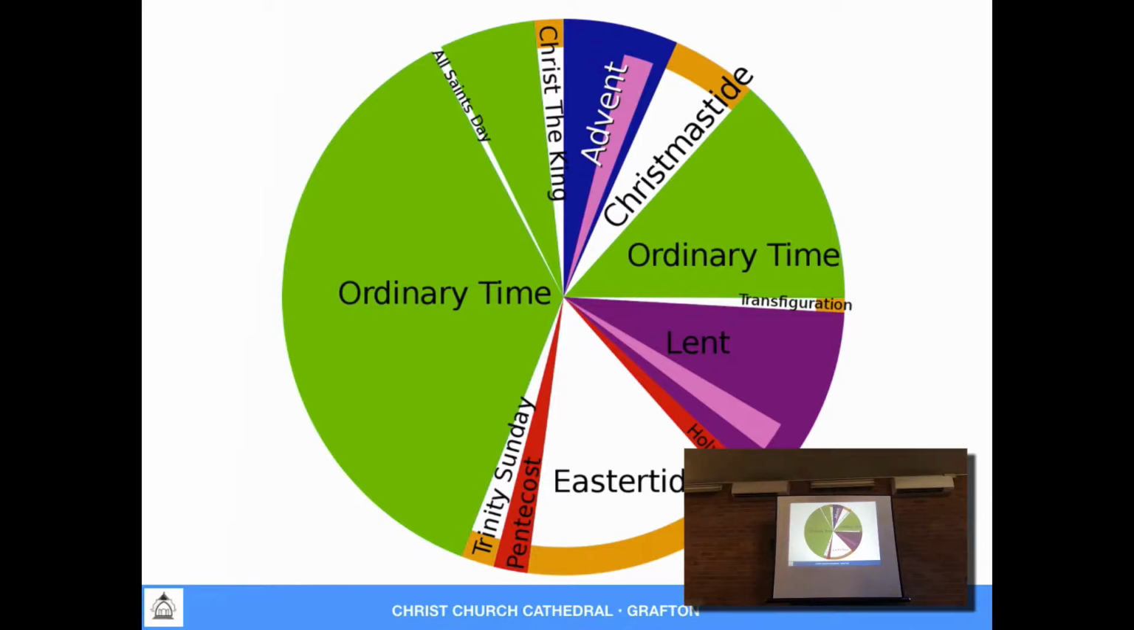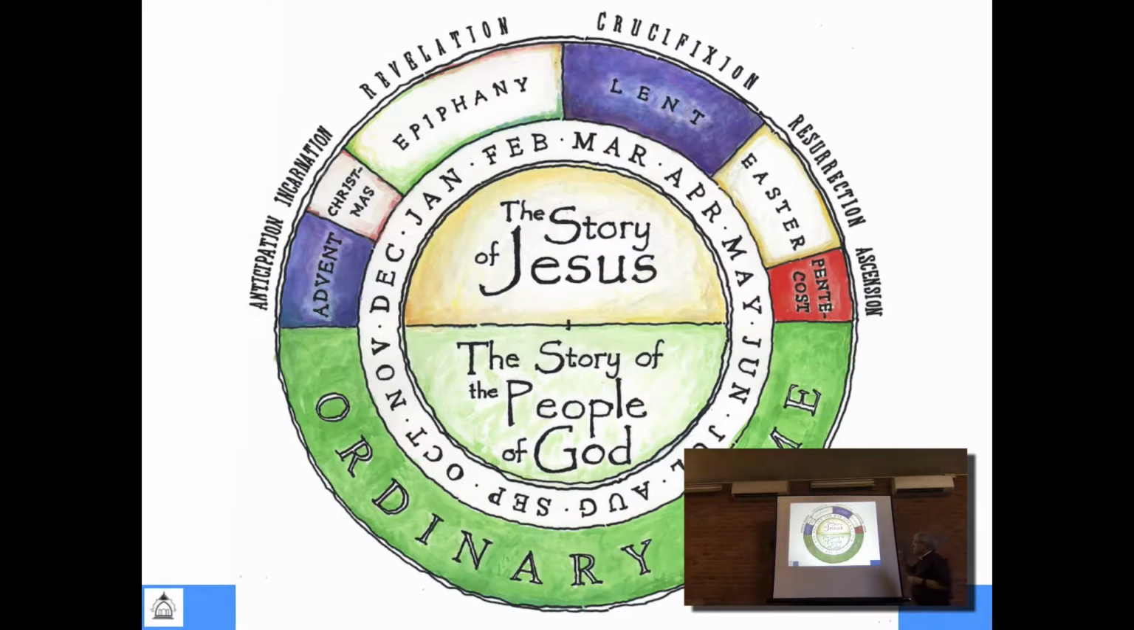Another way of looking at it is this graphic, which nicely divides it up. The first half of the church year is telling the story of Jesus: Advent, Christmas, baptism of Jesus, temptations, Lent, Palm Sunday, Holy Week, Easter, and so on. Then the rest of the year, the long green season, goes from Pentecost and Trinity Sunday through to Christ the King at the end of the year. Then we're talking about the story of the people of God.